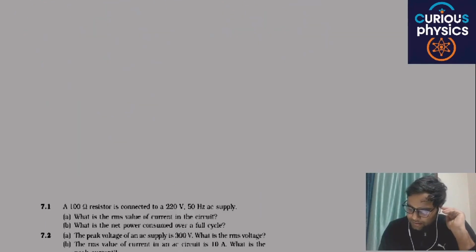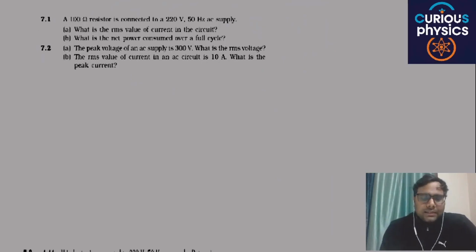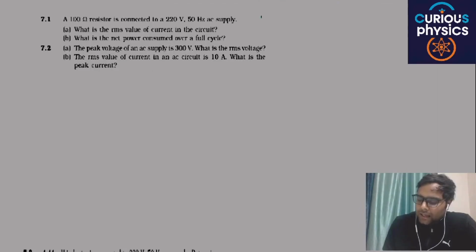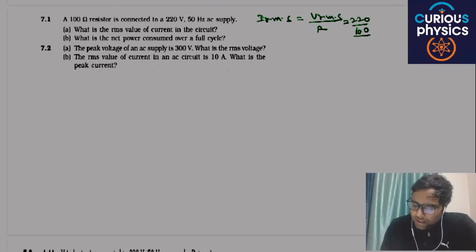Okay, next is the examples, or you can say the exercise part. In the exercise part, question number 1: a 100 ohm resistor is connected to a 220 volt 50 hertz AC supply. What is the RMS value of current? IRMS is nothing but VRMS divided by R, and here VRMS is 220 and R is 100. You will get the value.